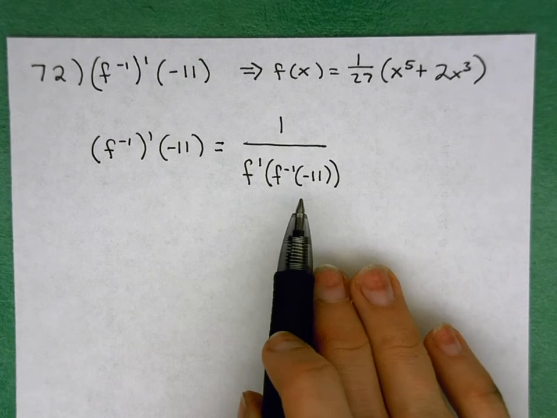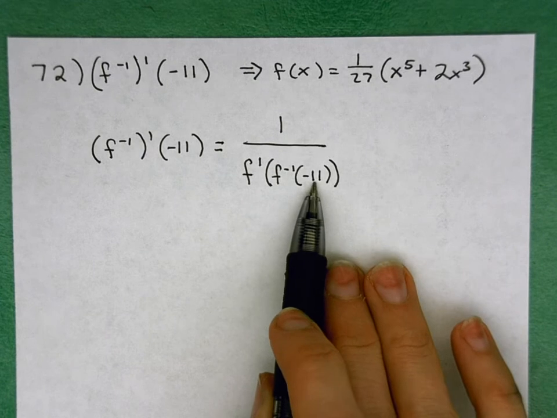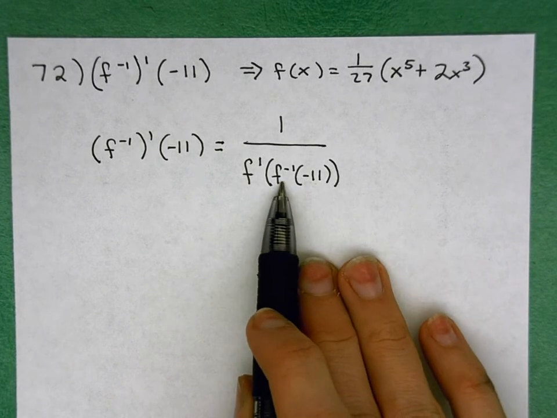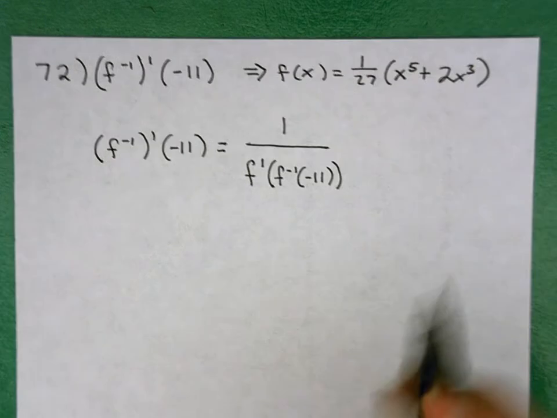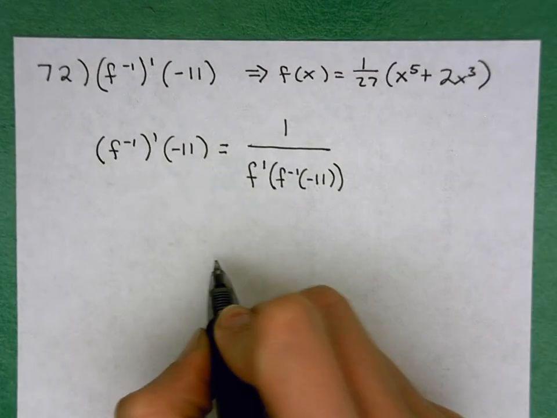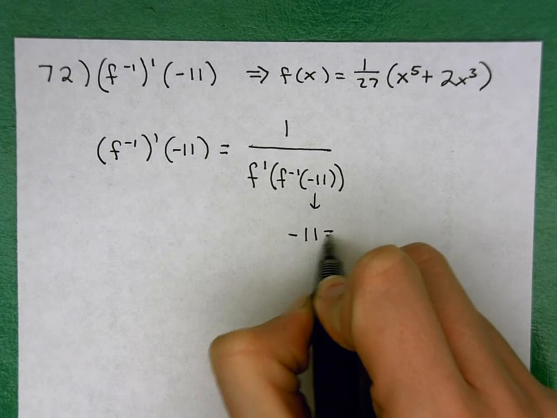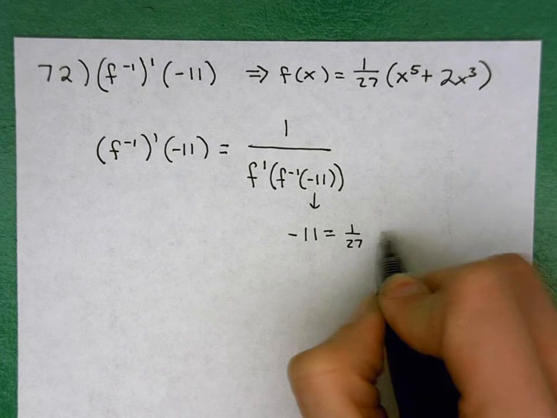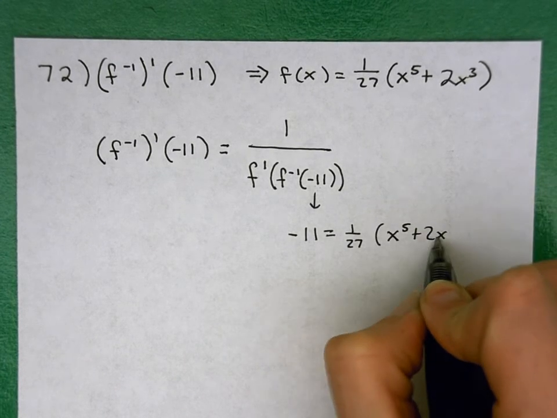Based on the relationship between f inverse and f, we know that this value, negative 11, which is the x value of f inverse, is the y value of f. So I'm going to take that negative 11 and plug it into the y of my f function. So negative 11 is going to equal 1/27 times the quantity of x to the fifth plus 2x cubed.